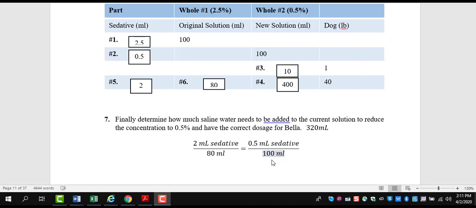Okay, so I have that down. Now clearly these things don't equal each other. I have to add saline solution here in order to make it equal this. If I keep adding to this denominator, I will eventually make it equal this. So watch how I'm going to do this. I've got 2 milliliters of the sedative, 80 milliliters of the solution. I'm going to add more to the solution, enough so that it equals this ratio. So these two ratios will be the same. So how would you do that?